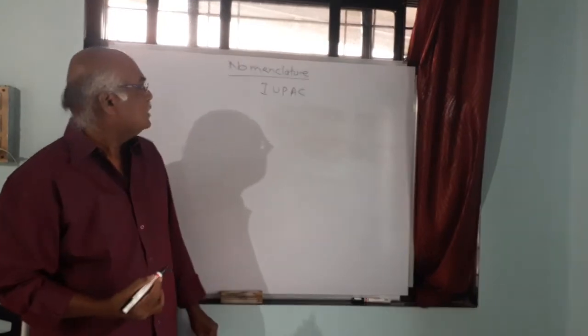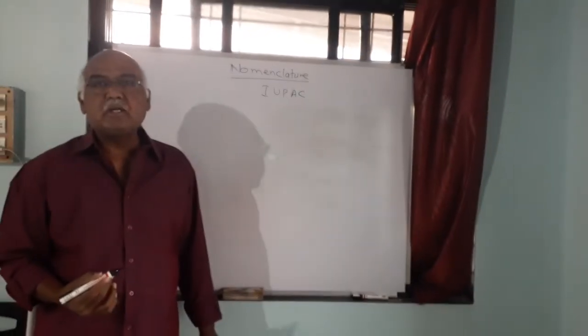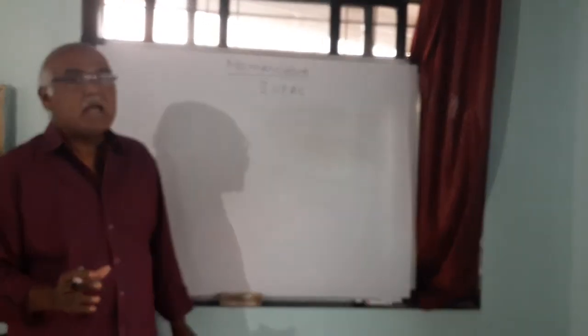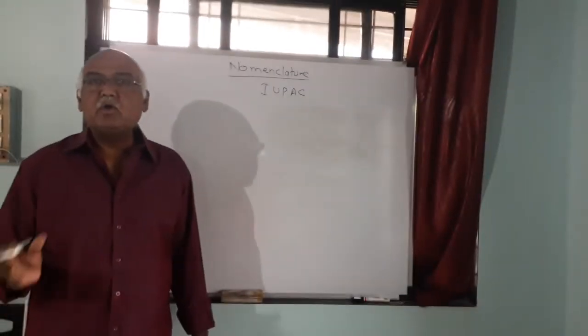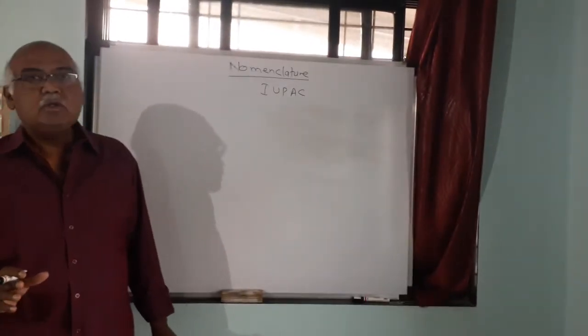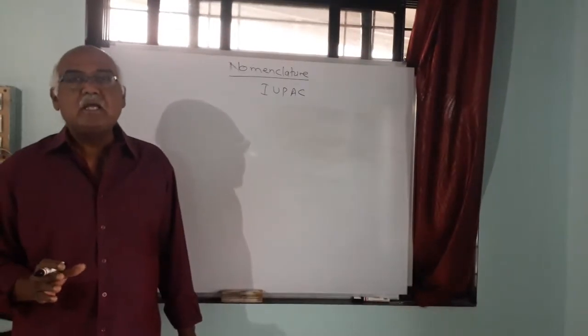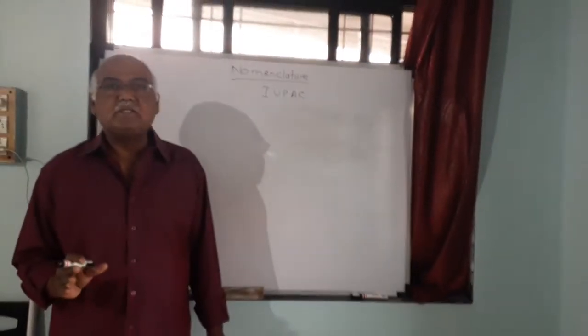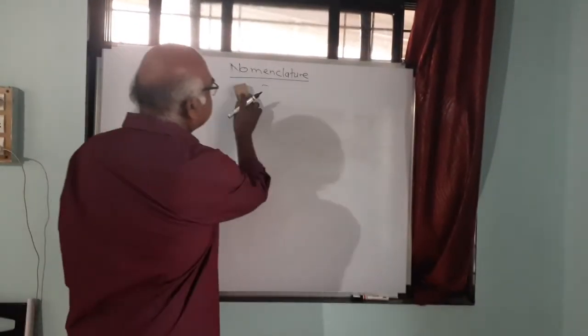So this IUPAC system of nomenclature is widely used all over the world. The common system does not have such rules, but in IUPAC there are certain rules and we have to observe those rules and give names. So we are going to take some examples of these halogen derivatives and see how the names are given in the common system as well as in the IUPAC system.